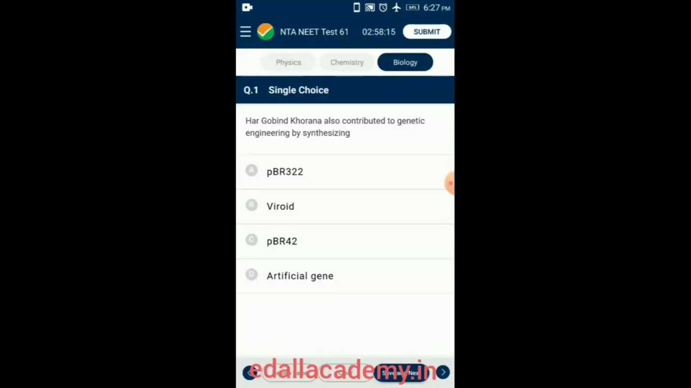Question number 1. Har Gobind Khorana also contributed to genetic engineering by synthesizing. Gene synthesis is the process of converting an artificially designed gene into a physical DNA sequence. Gene synthesis was first demonstrated by Har Gobind Khorana in the year 1970 for a short artificial gene. So the answer for this question is option D.